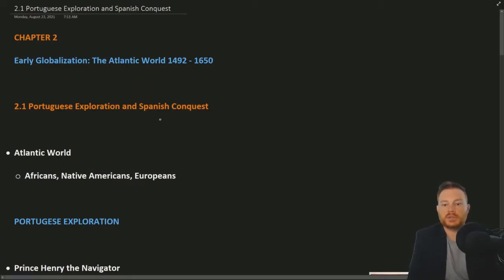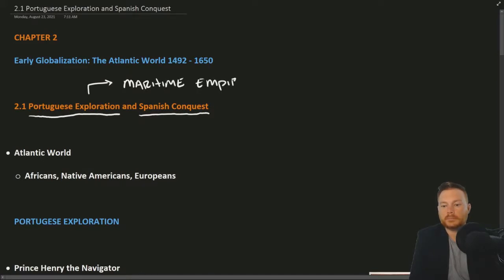A point to make here about the title of this section is the difference between the ways that Portugal and Spain interact around the world. Portugal very much was more about establishing an overseas empire. So we might say for Portugal, it was more about a maritime empire and trade, which served really as the backbone for Portuguese.